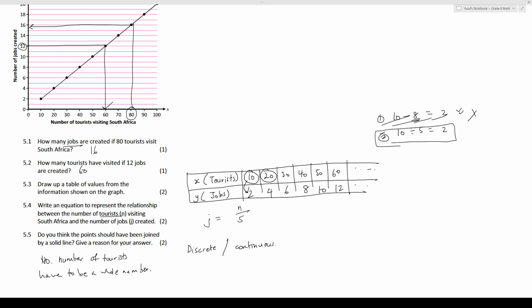If I have a continuous line, it could mean that I have a rational number. I can't have 5.5 tourists. I can't have 16.5 tourists. I can't have a fraction of tourists. So a continuous line would mean that I could have a rational number of tourists, which means I could have a fractional number of tourists, which is incorrect, because I'm counting the tourists, they need to be a whole number of tourists.